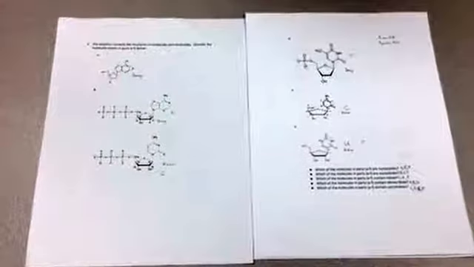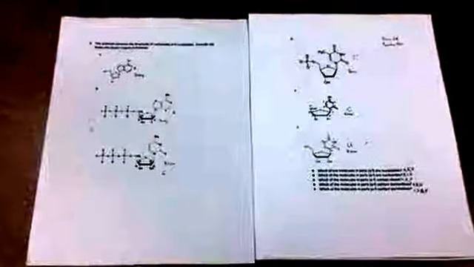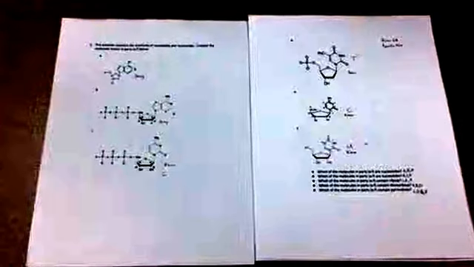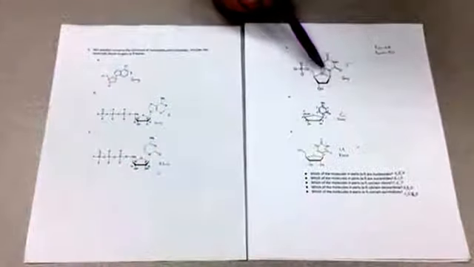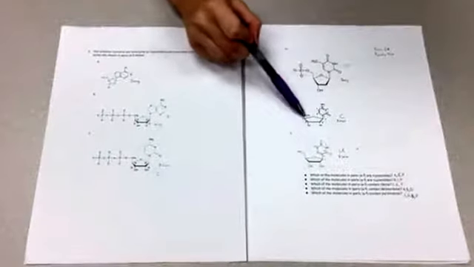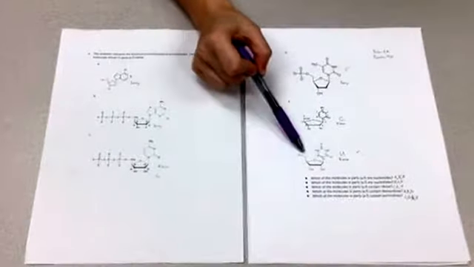Alright, so for question 5, we have all of these different structures, and for part A, it wants to know which of the molecules are nucleosides. So a nucleoside is just a base and a sugar. So it would be A, because it's just the base and the sugar. E here is just the base and a sugar, and F is just the base and a sugar.